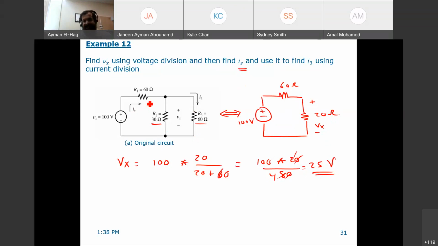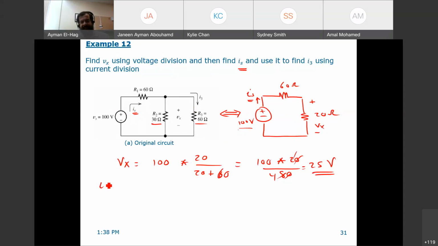Is this the current that comes out of the source? So this is your Is, which is the same current here. Is here is the same as this current there. And if you apply KVL, or if you find the equivalent resistance, these two are in series, so this becomes 80, and this is 100 volt.